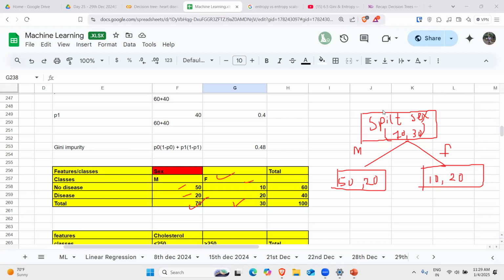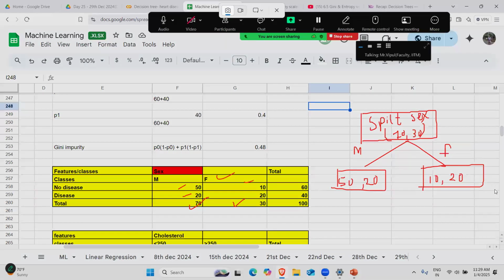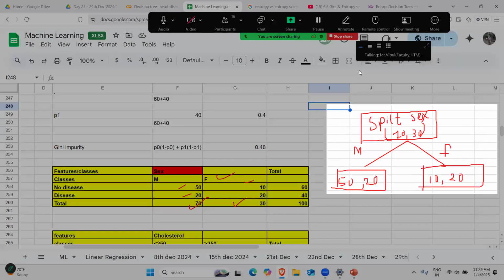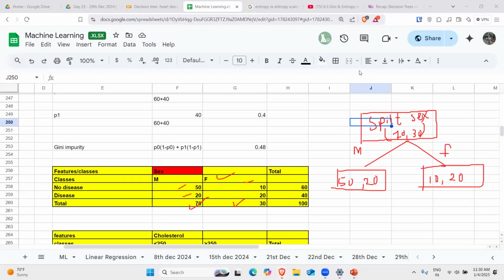So I'm just taking this figure and doing it over here.